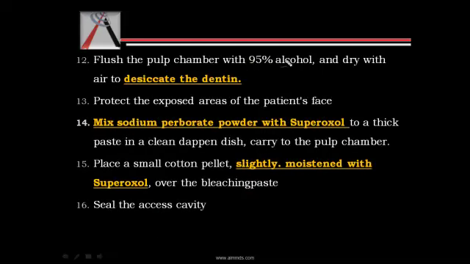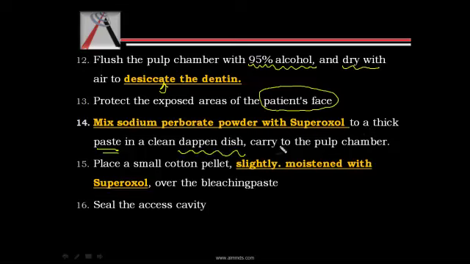After the removal of the smear layer, we desiccate the dentine by flushing the pulp chamber with 95% alcohol and drying it with air. Following the desiccation of dentine, we have to protect the exposed area of the patient's face. Then we prepare a walking bleach mixture wherein we mix the sodium perborate powder with superoxol, and we prepare a thick paste in a clean dampened dish, and then we carry this paste to the pulp chamber.